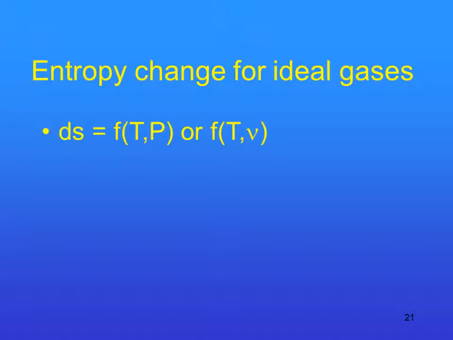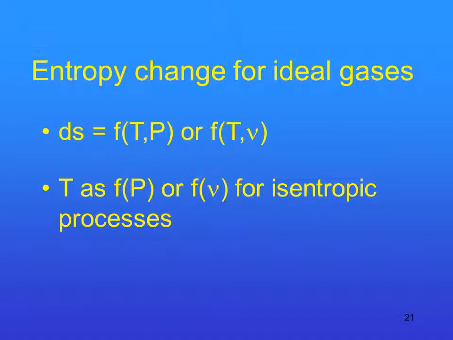So, entropy changes for an ideal gas we've looked at and found that ds is a function of T and P, or a function of T and V, or you could treat it as a function of V and P, but usually you're using one of the first two. If we have an isentropic process, then we can find the final temperature as a function of the change in pressure or as a function of the change in volume. You could do it either way, but usually it's more convenient with flowing processes to express as a function of pressure, and with piston cylinder type arrangements as a function of the volume.